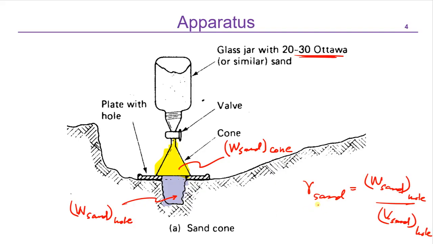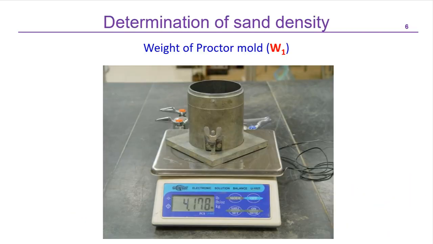So we know this gamma sand from the lab. This is what we know, and we also can find out the weight of sand inside the hole. So from there we will get the volume of sand in the hole, and that volume of sand is going to be the volume of the hole. So this is how we determine the density. So let's look at the process.